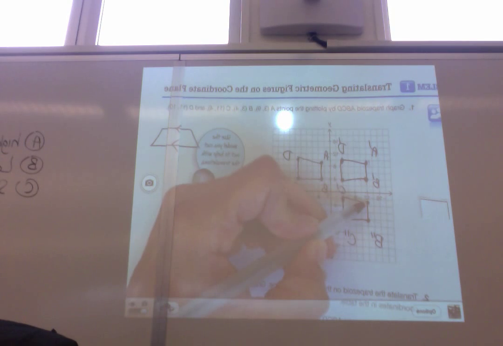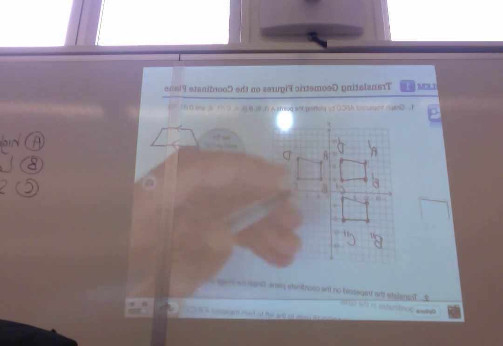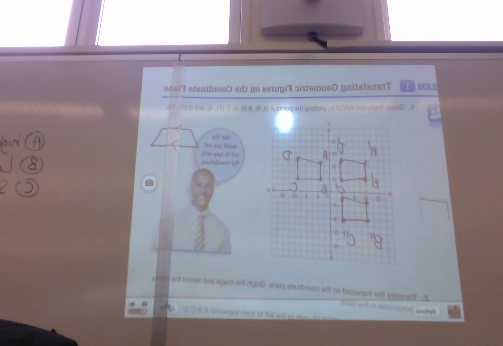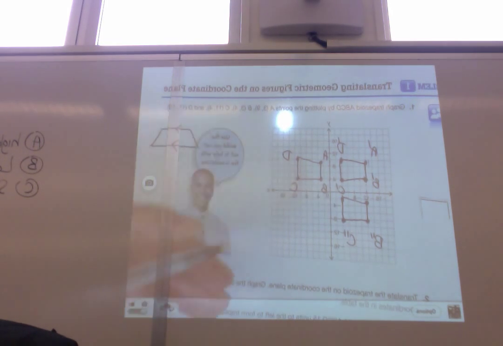Now, Jerry found A. A is down one whole box and half a box. That is -3. What's the y-coordinate for D prime prime? -2. Good job.